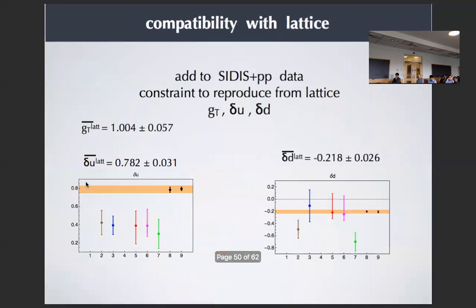Next and final step of the exercise, I tried to insert in my global fit the constraint to reproduce all the tensor charge results from lattice, not only the isovector component, but also the separated flavor up and down. And again, I built the central values, the average values for the up and down tensor charges from lattice with the same procedure as before, and I came up with these two numbers.